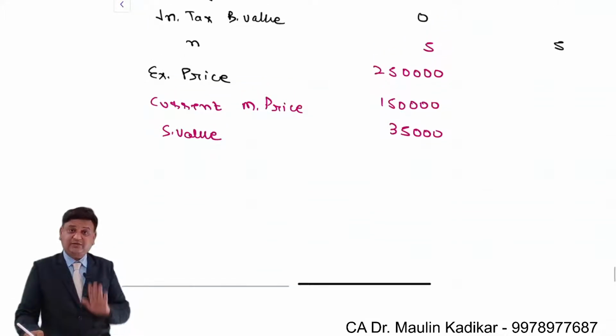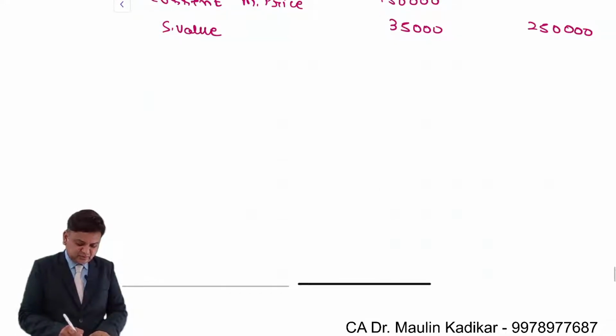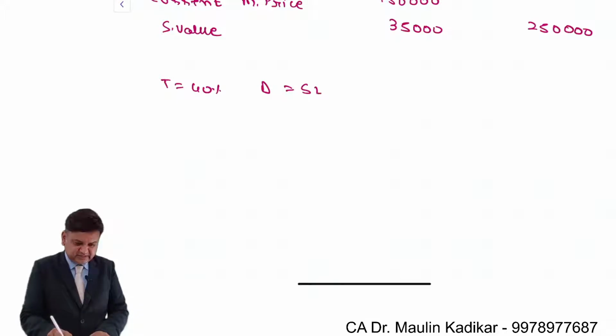The new machinery has a life of 5 years and a salvage value of 2,50,000. Income tax rate is provided to us as 40%. Depreciation is SLM.